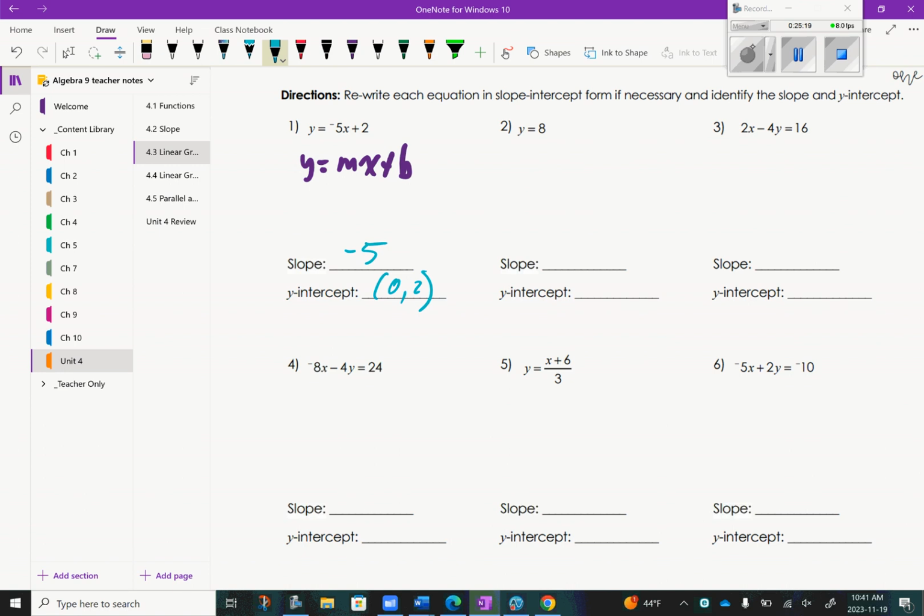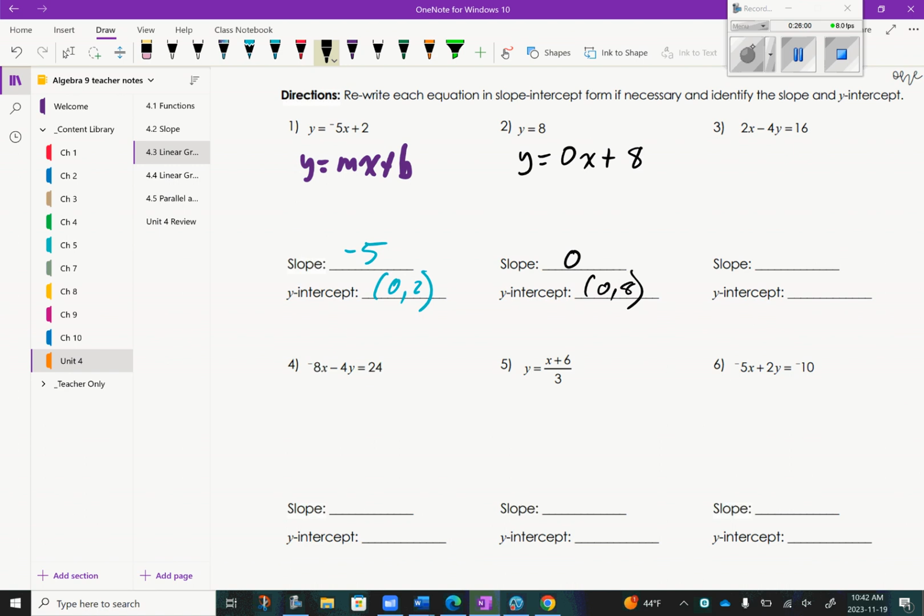For number 2, well, hold on. That doesn't look much like y equals mx plus b. There's no x at all. In other words, we have 0x. So we could take that equation y equals 8 and rewrite it so it looks like y equals mx plus b, slope-intercept form, by putting in 0x plus 8. Well, in this case, then, the slope is 0, and the y-intercept is at 0, 8.